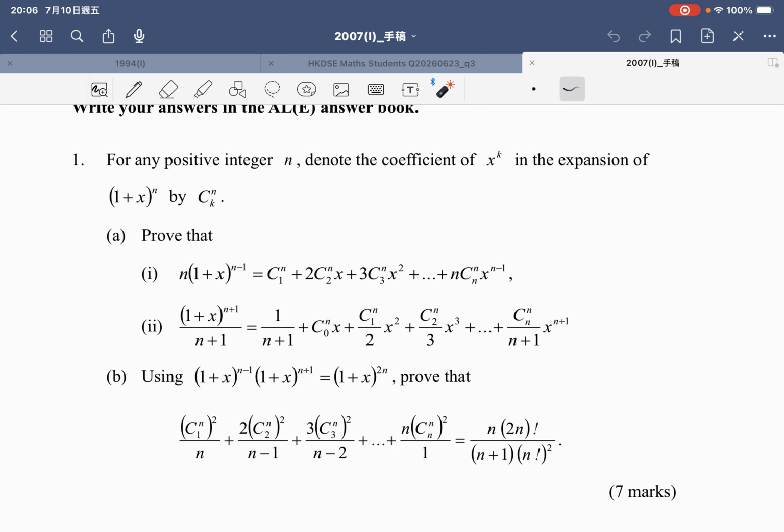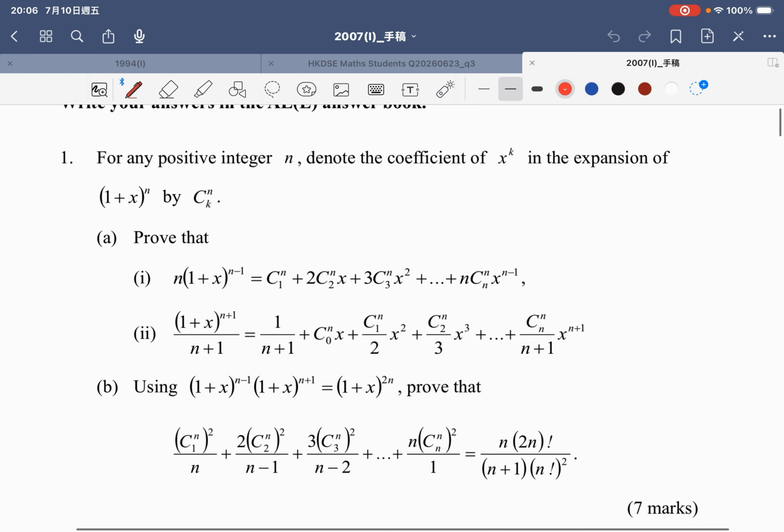Okay, the first one, it is obviously by the binomial theorem: (1 + x)^n is equal to the summation, k from 0 to n, of nCk x^k. Yeah, it is by the binomial theorem.